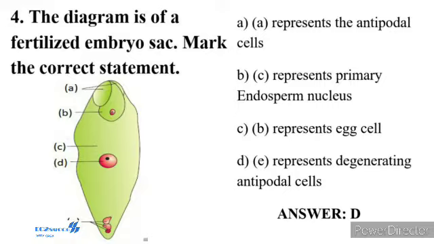Let us study the formation of embryo sac in a little detail. The nucleus of the functional megaspore divides mitotically to form 2 nuclei which move to the opposite poles, forming the 2 nucleate embryo sac.